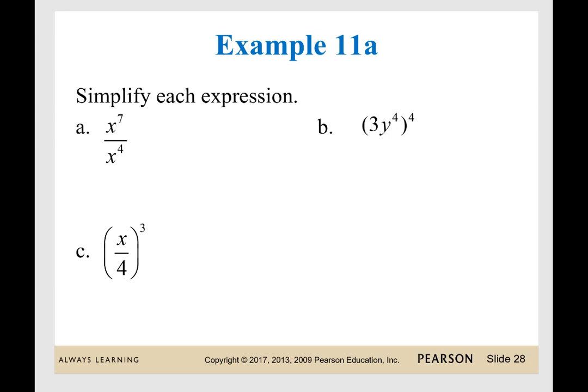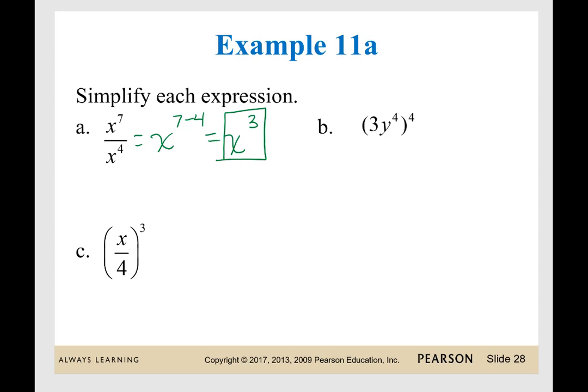Hopefully you said the quotient rule because we are dividing. So when we are dividing, we keep the base, we subtract those exponents. So that is x cubed. That is the quotient rule for exponents. All right, let's look at B. What rules should you use for B?